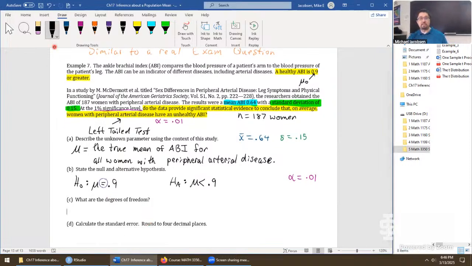Now, this part is not on exam 2, but it is on exam 3. Degrees of freedom is referred to as DF, is how we say it.